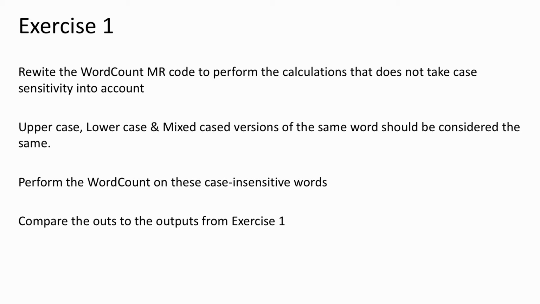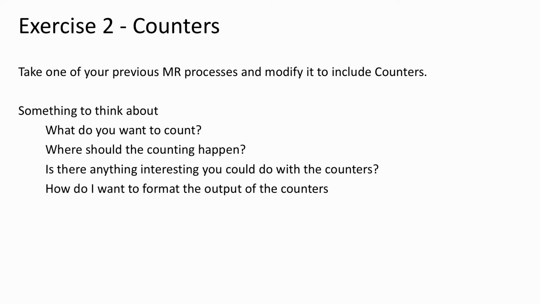Again, make sure you inspect the code, the files that are produced, and what is shown on the web interfaces. When you've completed that, the next exercise is to look at adding counters to your code. You can take one of the previous MapReduce processes that you have created with all the associated code and think about how you can take the examples that I've given in the notes of how you can create counters, how you can add those to your code, where you need to add them, and what kind of things you would really want to count.